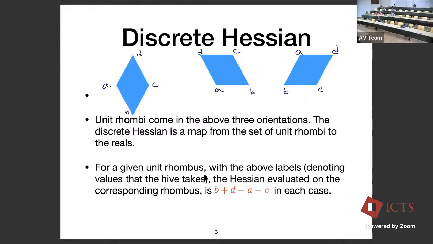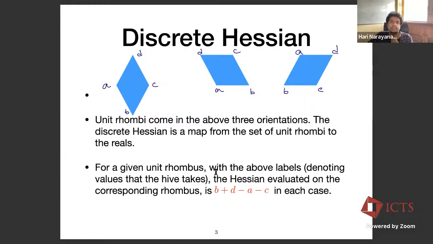These conditions. He's just taking the sum of the entries on the long diagonal minus the sum of the entries on the short diagonal. Okay. What is that? So maybe you can explain why you are calling it the discrete Hessian. That is the Hessian. So yeah.